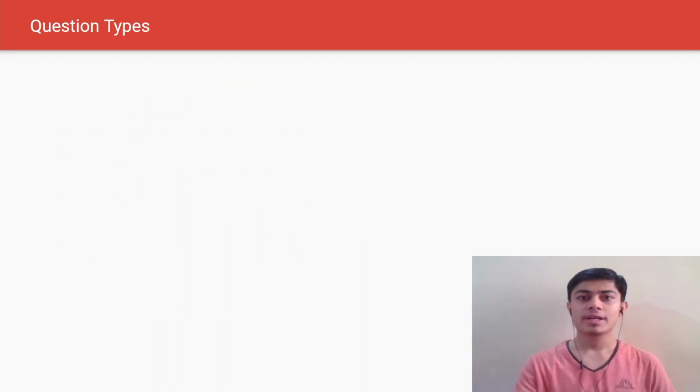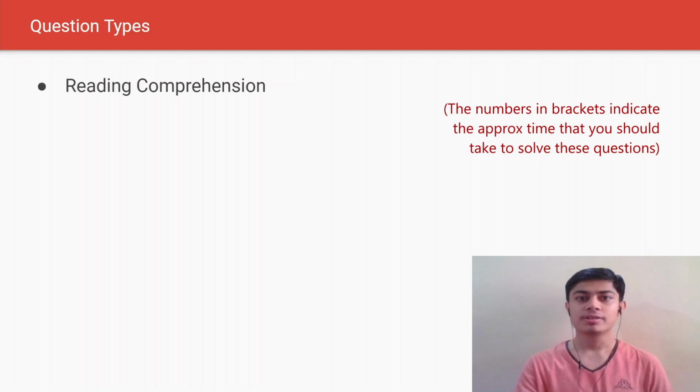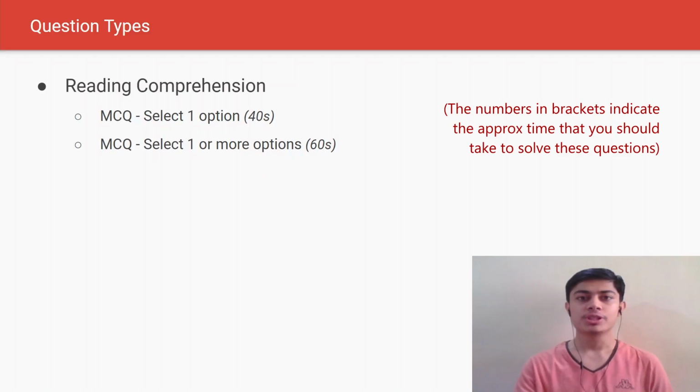Moving on, we'll look at the question types. First of all, we have the reading comprehension, which includes MCQ select one option type of questions. Here 5 options will be given and you have to select one correct out of them. Next is the select one or more options. In this, you will have 3 options out of which you have to select one or more correct. There can be 1, 2 or 3 correct answers to this question. Also note that there are no marks for partially correct answers.